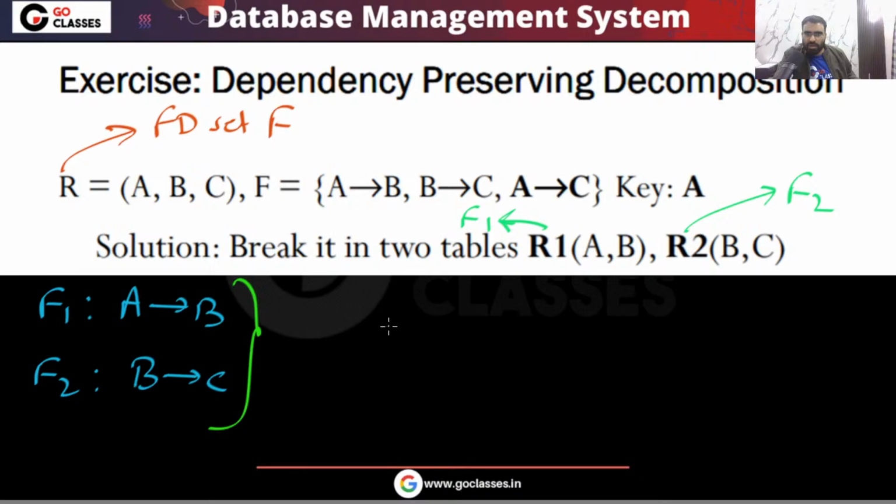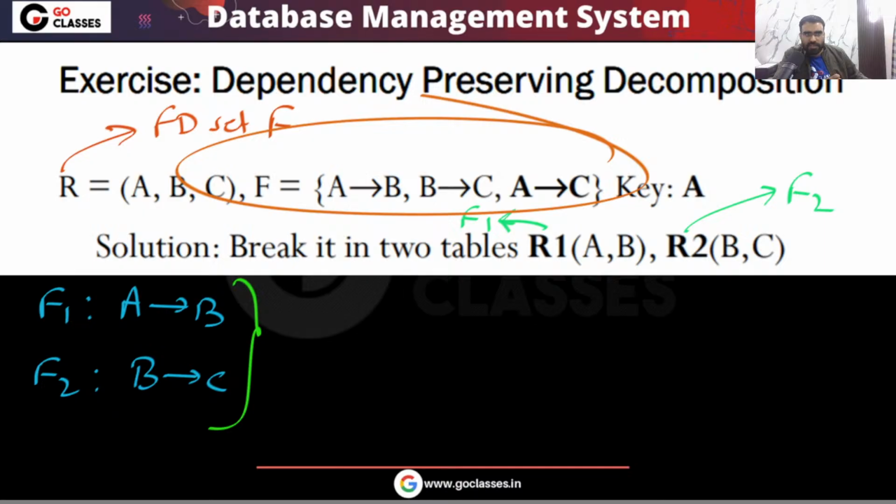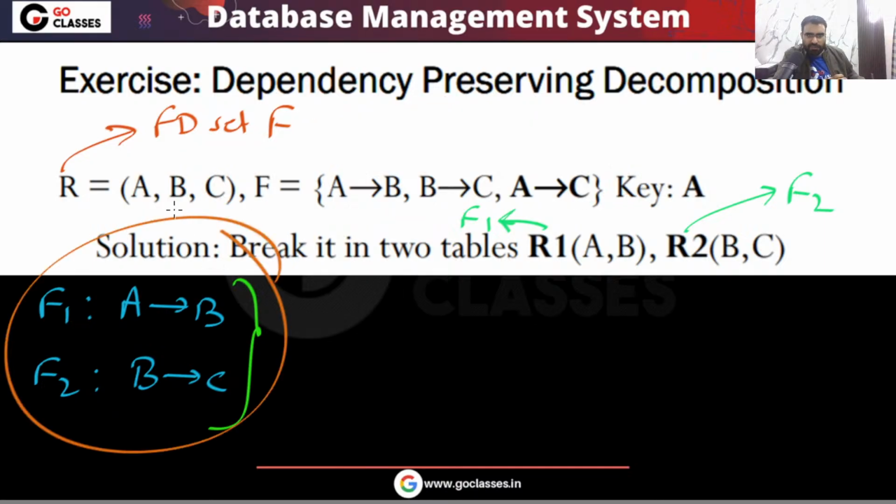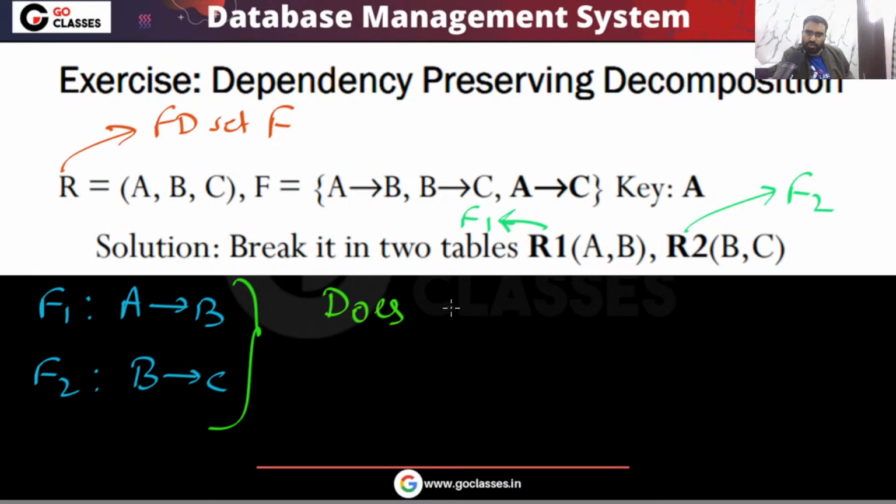Now remember, F will always cover F1 union F2. That will always happen. You don't have to check. This original relation's FD set F will always cover F1 union F2. But what do we have to check for dependency preservation? We have to check, does F1 union F2 cover F?